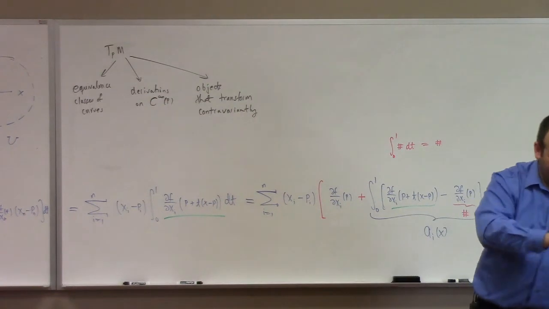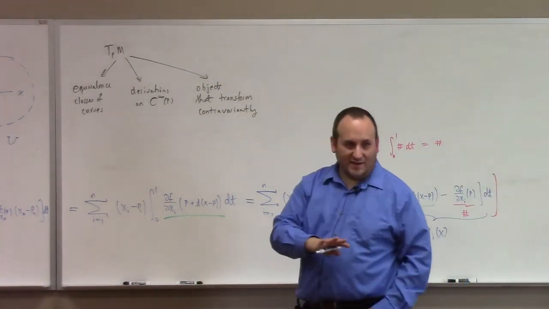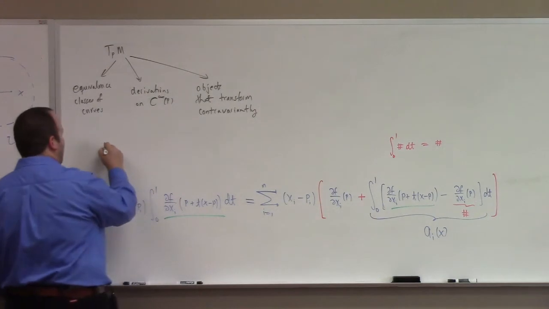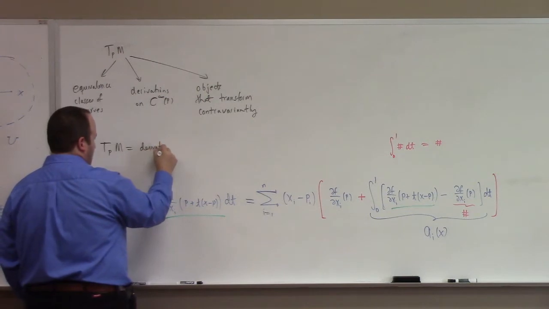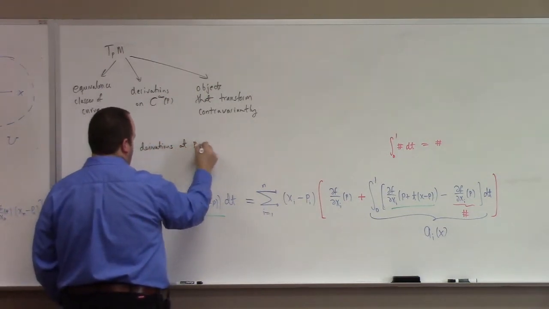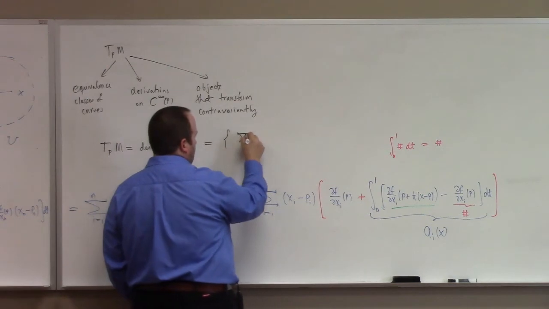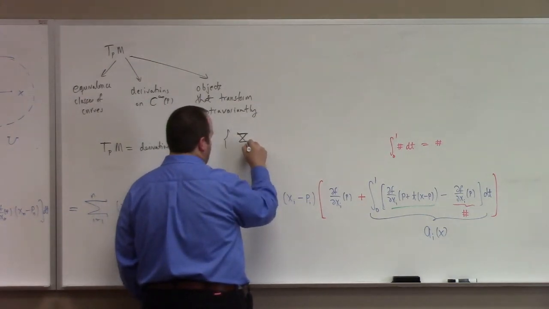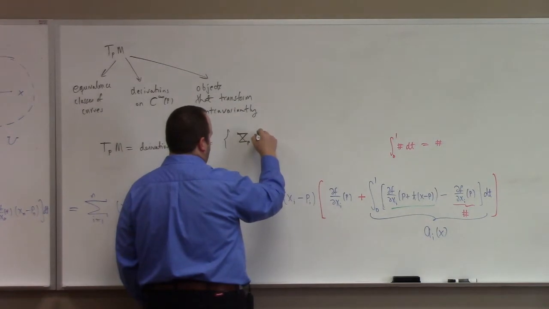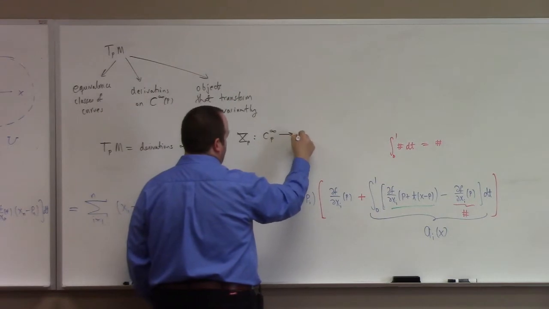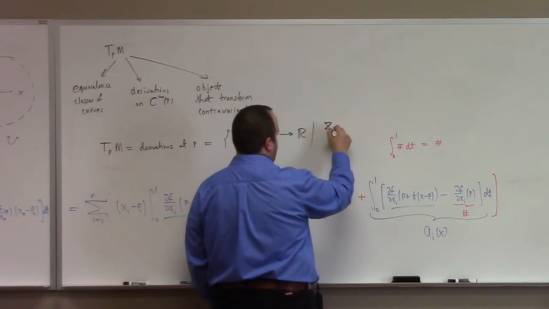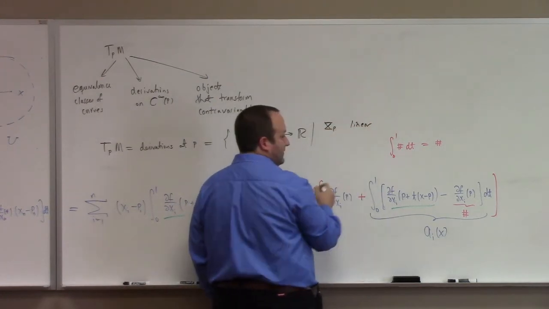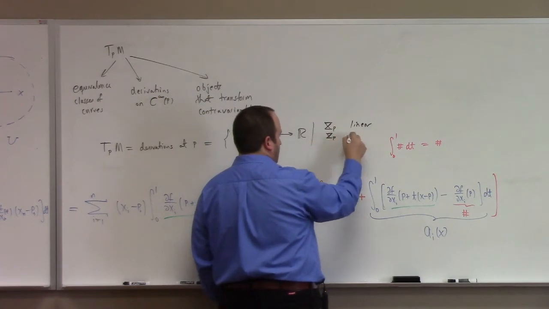And we are just going to define, and we will have our cake and eat it too, but for the most part, our definition is going to be that T_pM is the derivations at p. So in other words, it's X at p, which is a mapping from C infinity of p to the reals, right? Such that what are the rules? X_p is linear, X_p Leibniz.